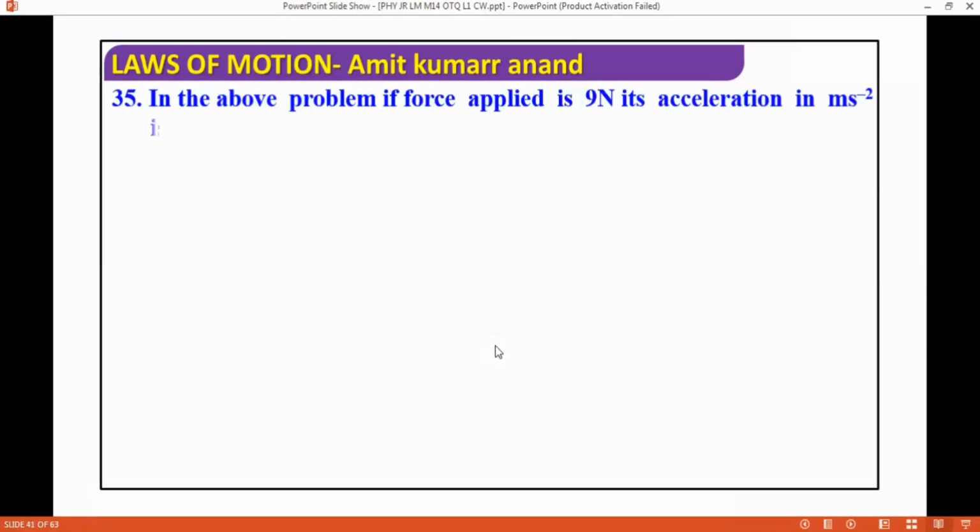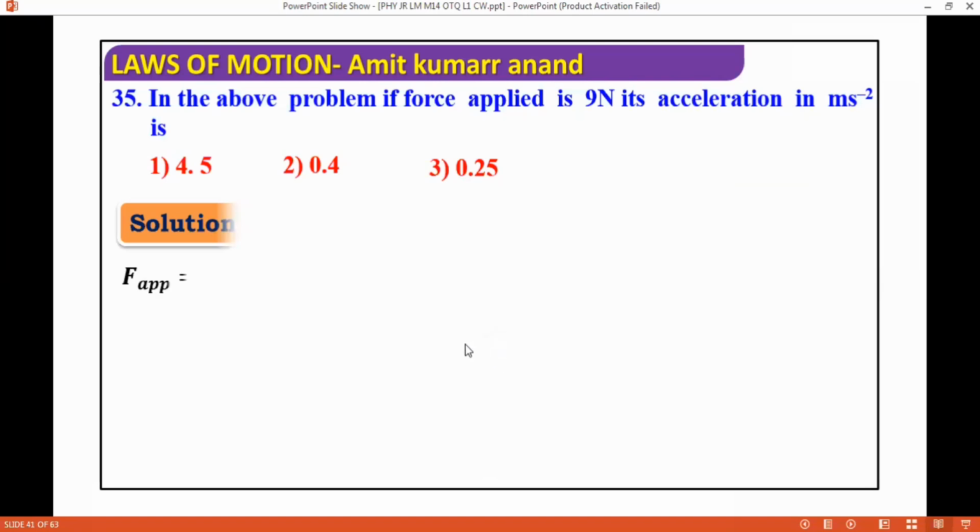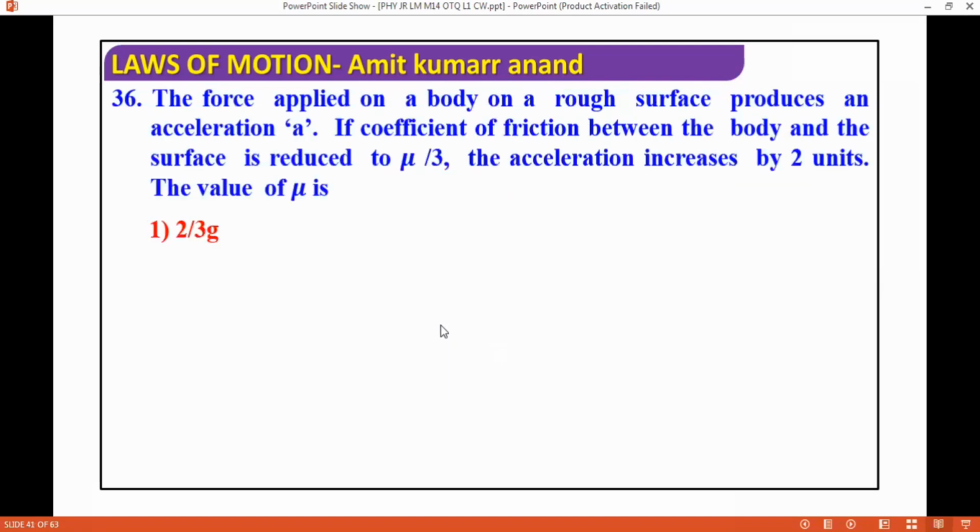Okay, so in this question, if the applied force is 9 Newton... See, just compare with kinetic friction. The applied force is less than kinetic friction, meaning static friction, limiting friction, so it will remain in the position of rest. Now come to the next question.